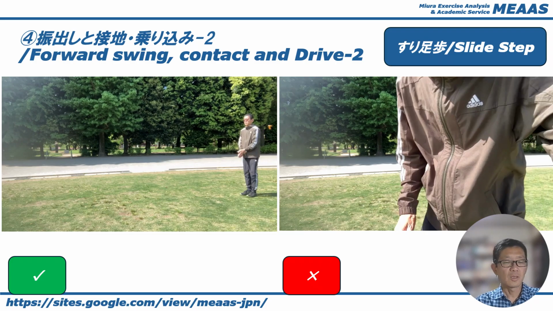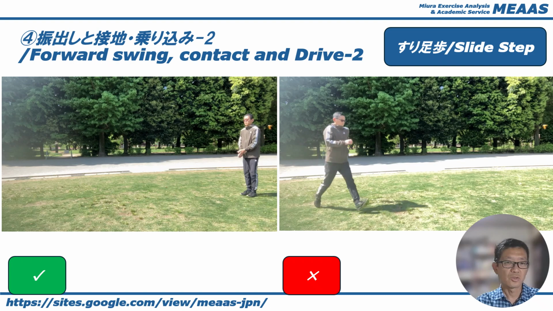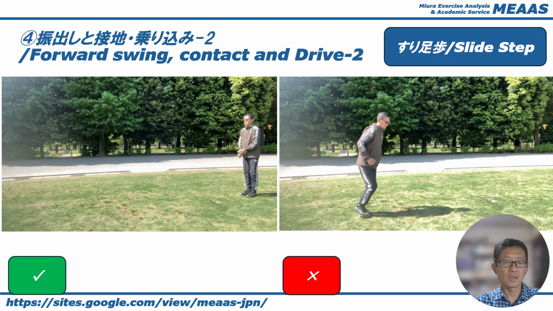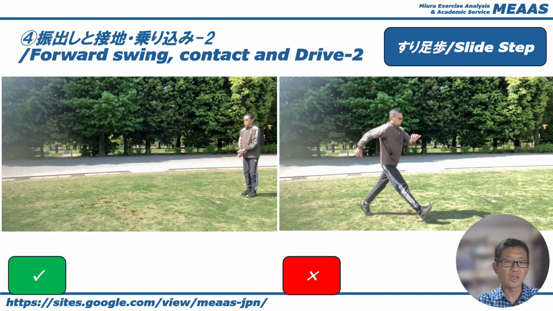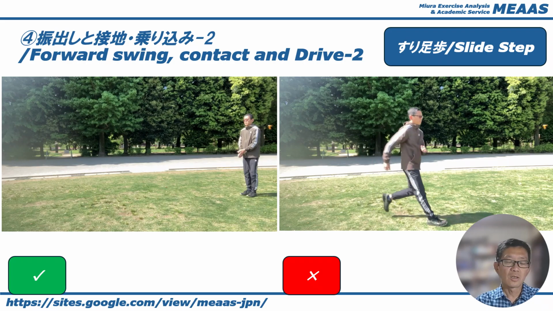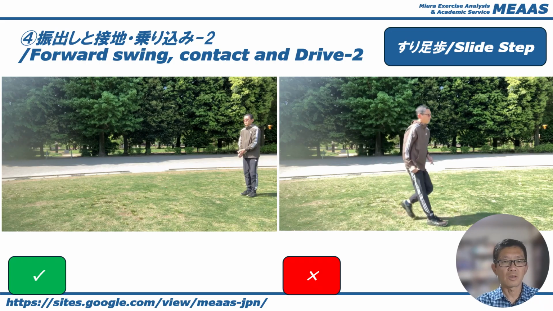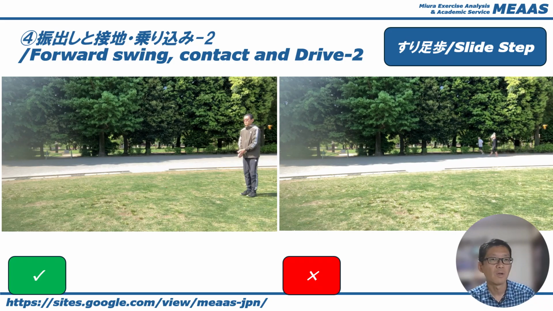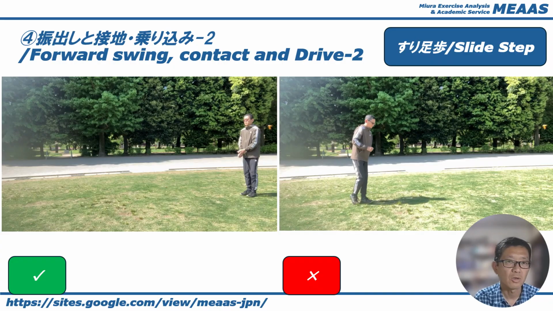But sometimes I see the wrong style of that motion, jumping. That is learning about the kicking with ankle and knee extension and contact with knee flexion. So that is not good for learning about the correct technique of forward swing, contact, and driving.